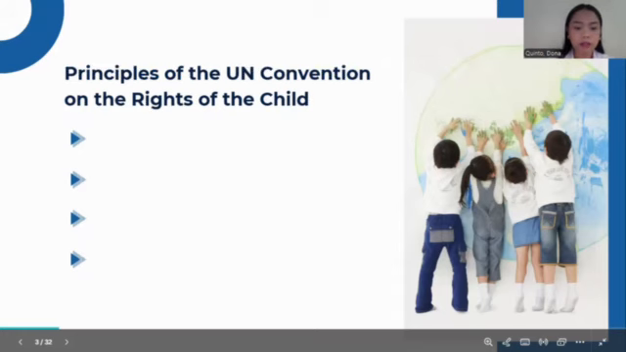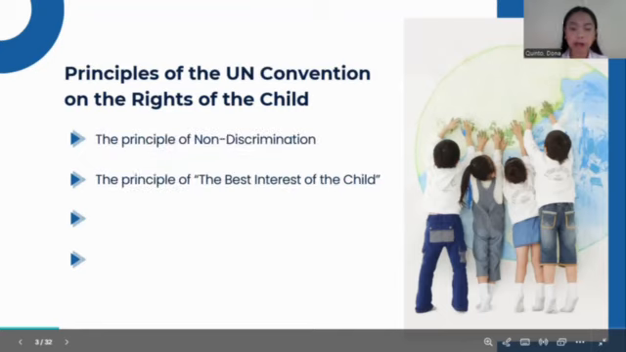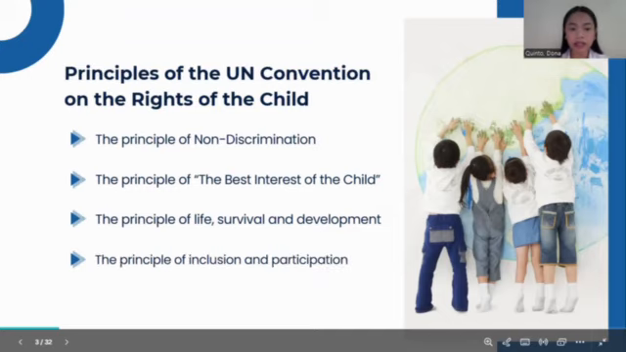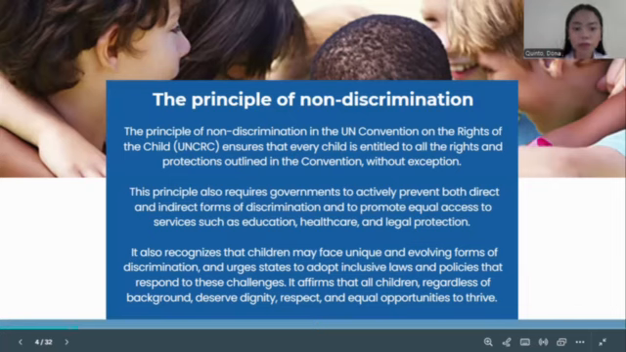What are the core principles of the UN Convention on the Rights of the Child? They are the principle of non-discrimination, the principle of the best interest of the child, the principle of life, survival, and development, and lastly, the principle of inclusion and participation. So the principle of non-discrimination in the UN Convention on the Rights of the Child ensures that every child is entitled to all the rights and protections outlined in the Convention without exception.